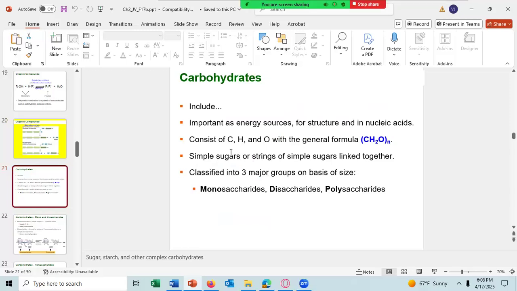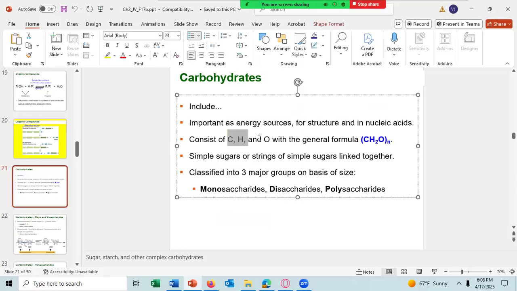Carbohydrates always consist of carbon, hydrogen, and oxygen, but it's not just any carbon, hydrogen, and oxygen. It's specifically for one carbon, there are two hydrogens and one oxygen. And then for the carbohydrate, you just repeat that. So for glucose, you have n equal to 6, and there are 6 carbons, 12 hydrogens, and 6 oxygens in glucose. Any question about any of that?